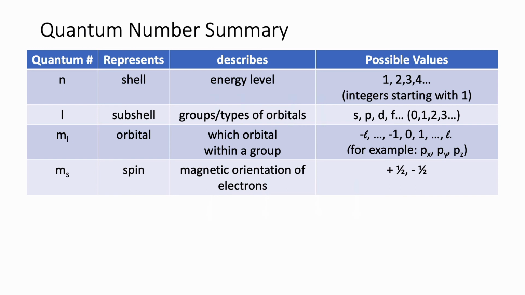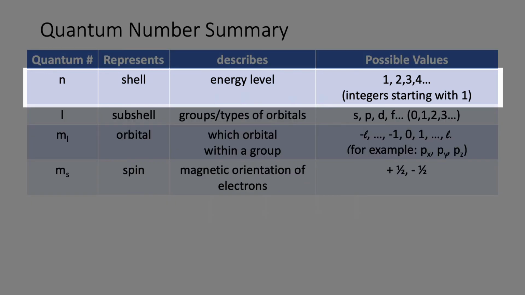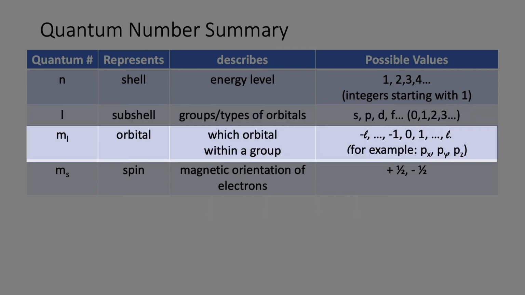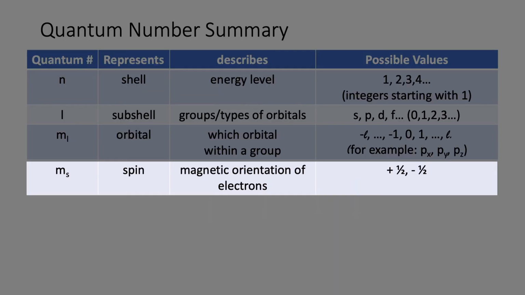This is a quick summary of the different things that we've talked about. The first quantum number is n. It's the shell, how far out you are from the nucleus. L is the subshell, which is what type of orbital, a p orbital, an s orbital, whatever. M sub L is the specific orbital, which orbital you have within a group. And then M sub s is the magnetic orientation of electrons.